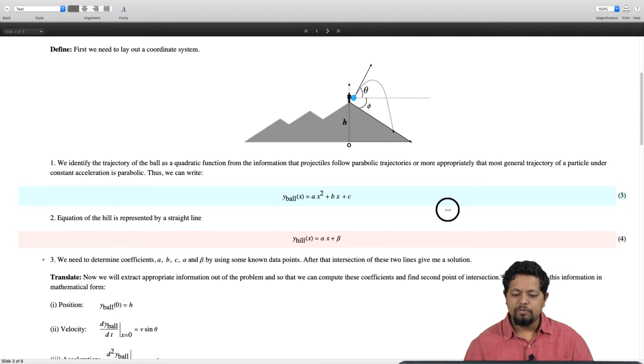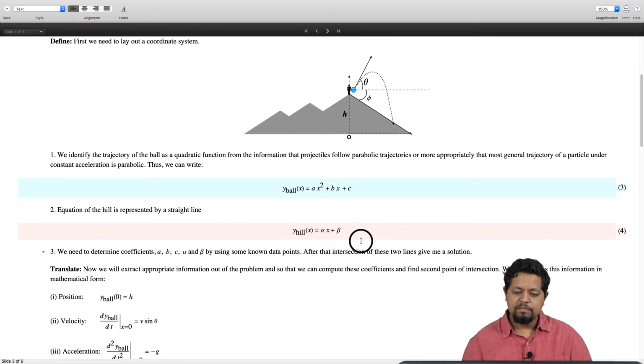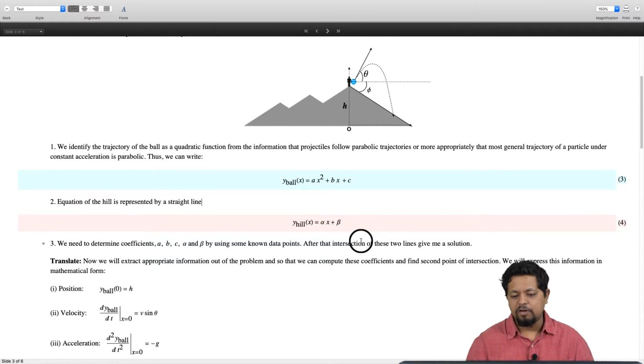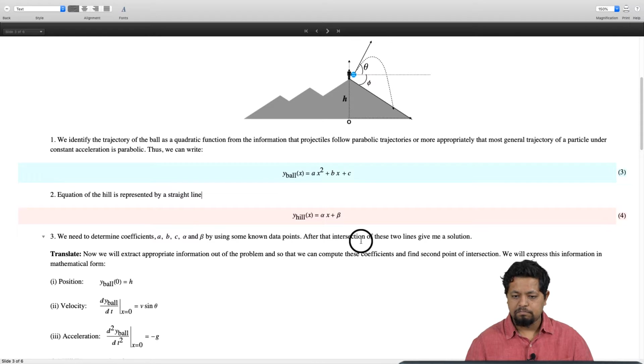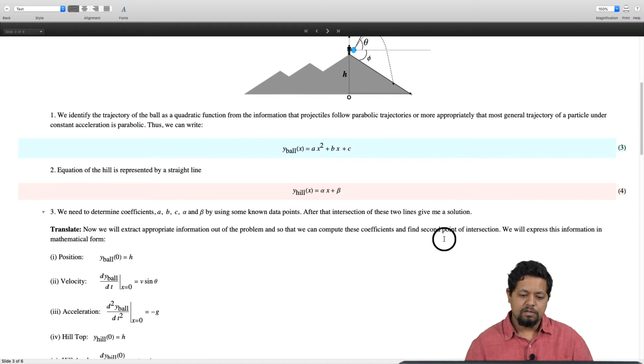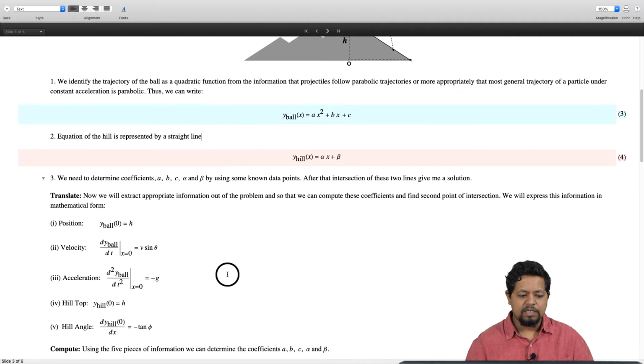Now in order to find out these coefficients a, b, c, alpha and beta, we will find out the physics constraints that we already know about this problem, and we will use those physics constraints to find out the coefficients a, b, c, alpha and beta. That brings us to the translate stage. We want to translate this into a mathematics problem.